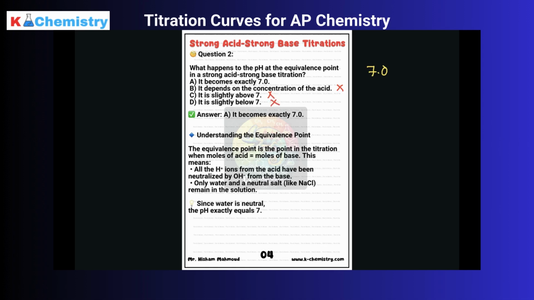Understand that the equivalence point is the point in the titration where moles of acid equal moles of base. This means that all H plus ions from the acid have been neutralized by OH minus from the base. Only water and neutral salt remain in the solution. So after the titration, I have only NaCl and water. I don't have any excess H plus nor excess OH minus at the equivalence point. Since water is neutral, the pH exactly equals 7.